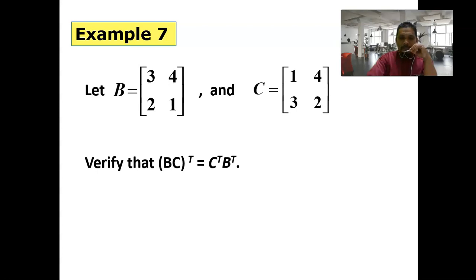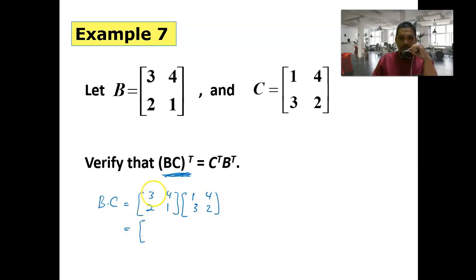So example 7: let B and C be given, then verify that (BC) transpose equals C transpose B transpose. If I solve the left side first, let's find B times C first. The matrix B, 3, 4, 2, 1, multiplied with C, 1, 4, 3, 2.